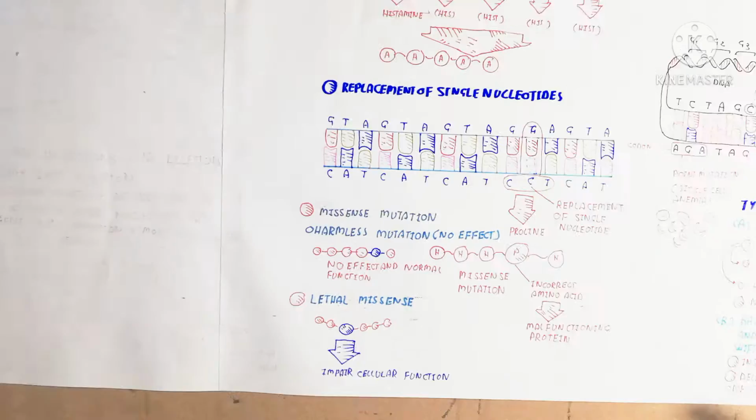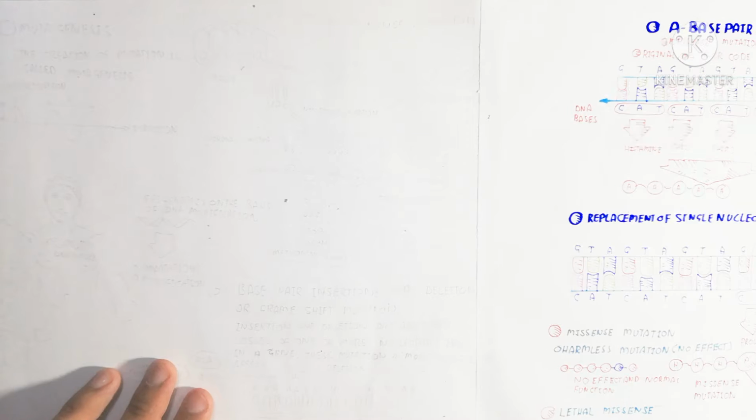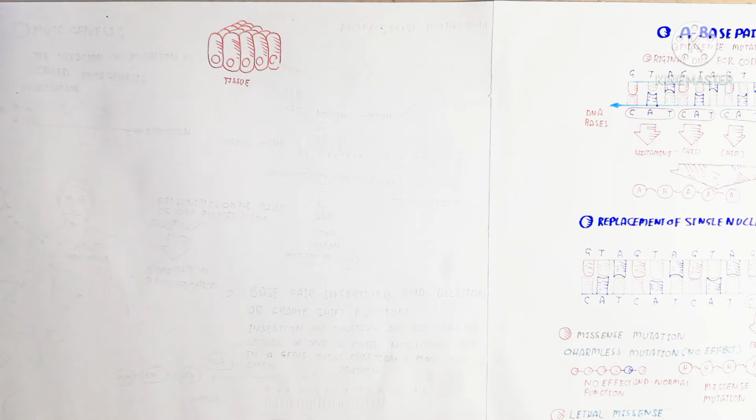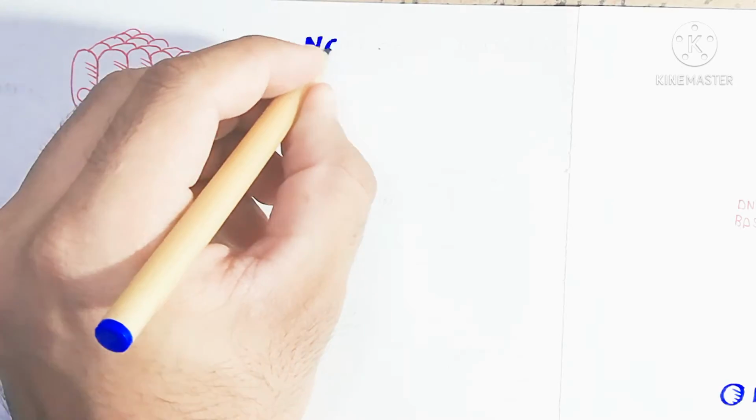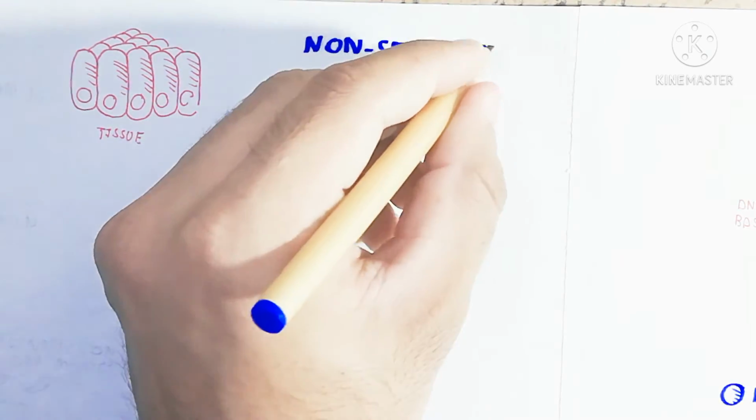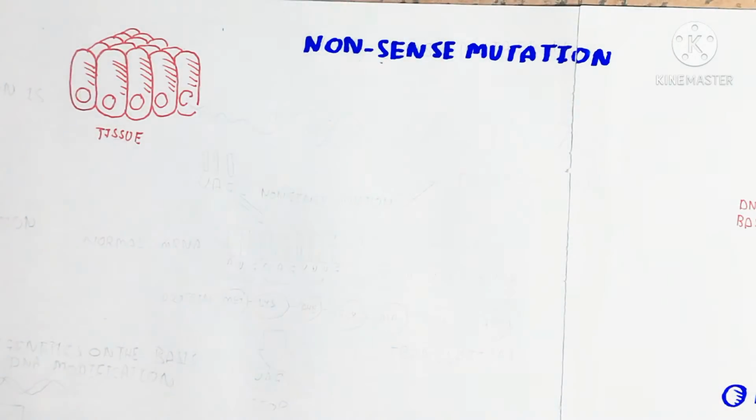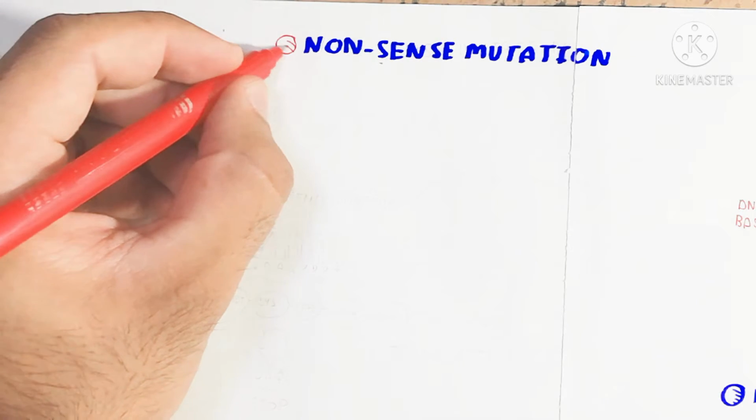Right? I hope you understand about the base pair substitution and replacement of single nucleotide, and that missense mutations can be harmless. So now we will discuss the nonsense mutation. Nonsense means the change of one codon into a stop.